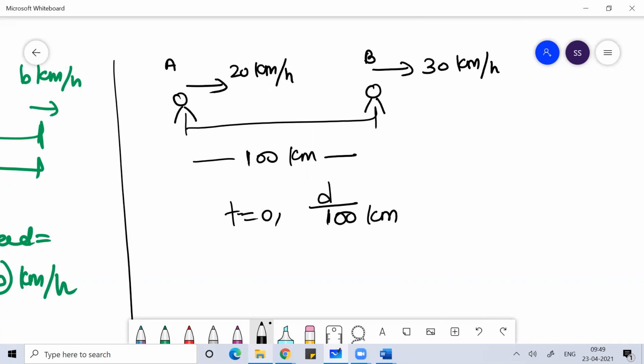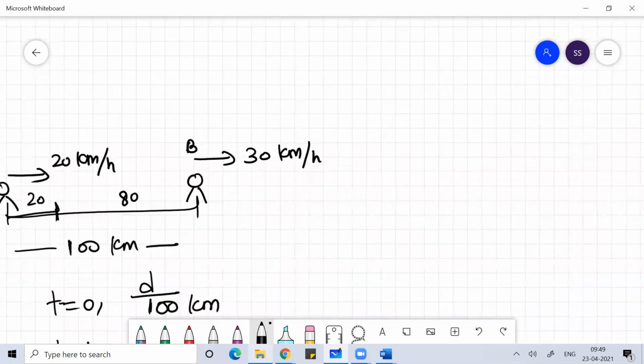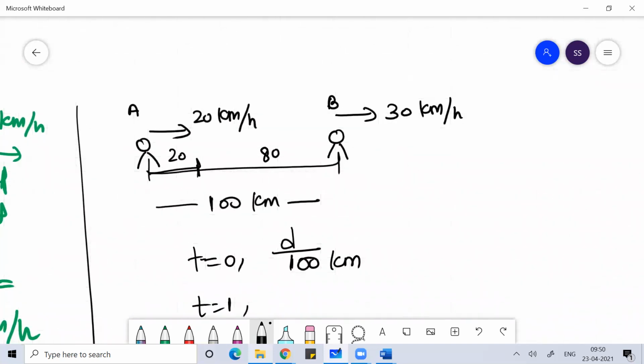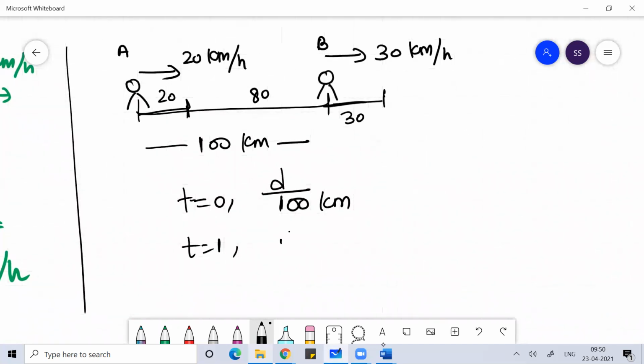After 1 hour, A would cover 20 kilometers. Now the distance between them should be 80 kilometers if B stayed at that place, but B is not at that place. B has covered 30 kilometers. So now the distance between them will become 110 kilometers.